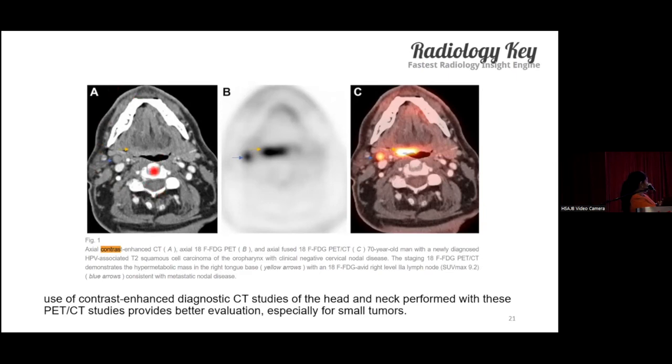Right here, more apparent, and you can determine that there is a lesion there, and also a lymph node that is necrotic that also shows uptake. So having a contrast-enhanced scan will be very useful. Sometimes lymph nodes are very small, adjacent to vessels. It's very easy to miss.